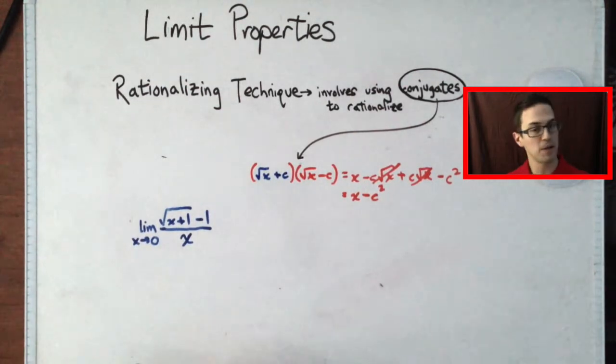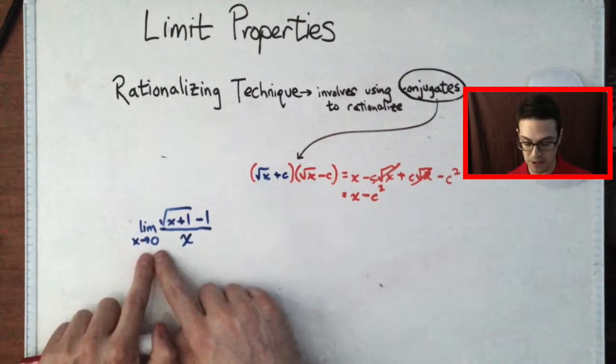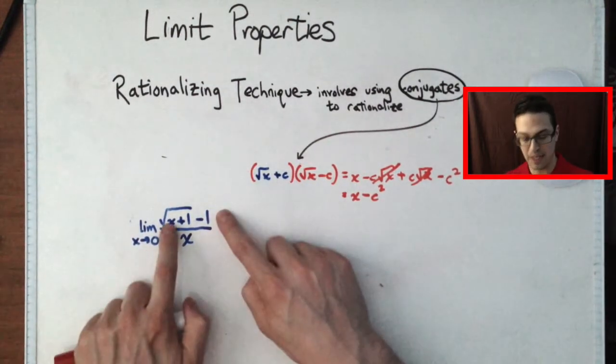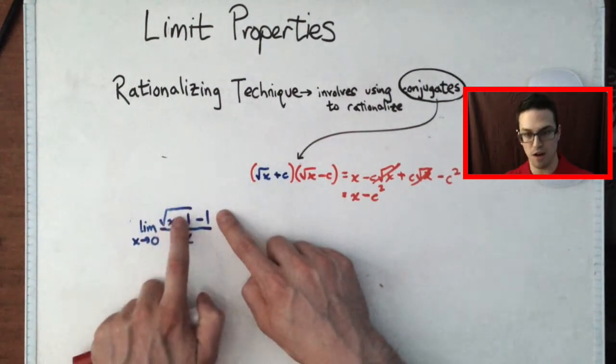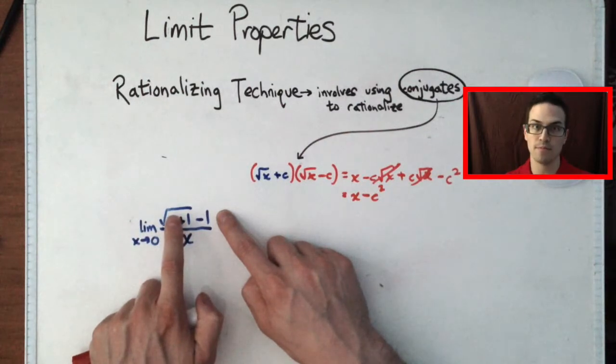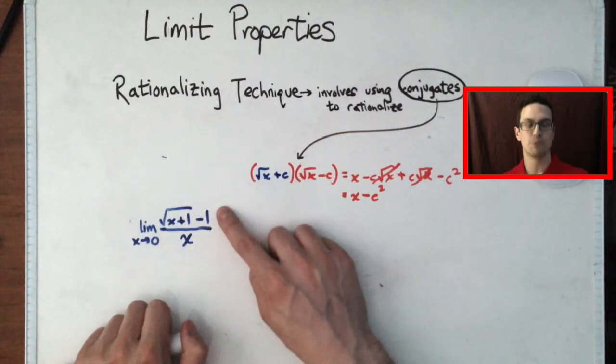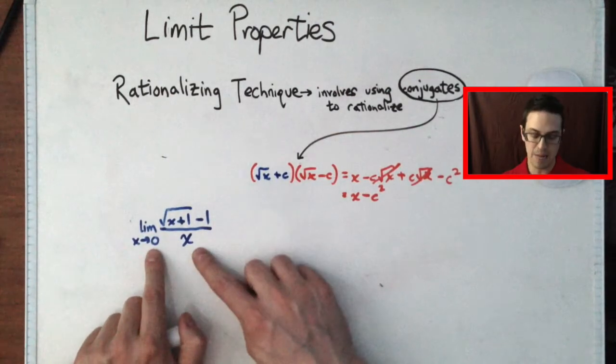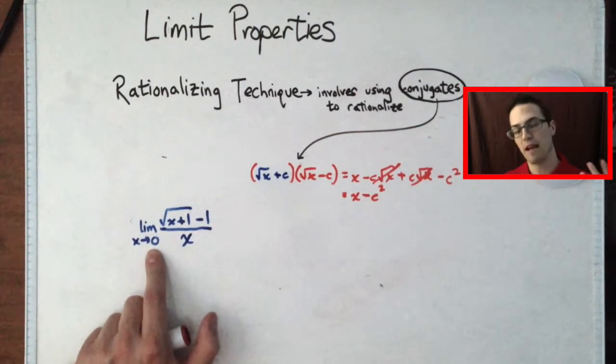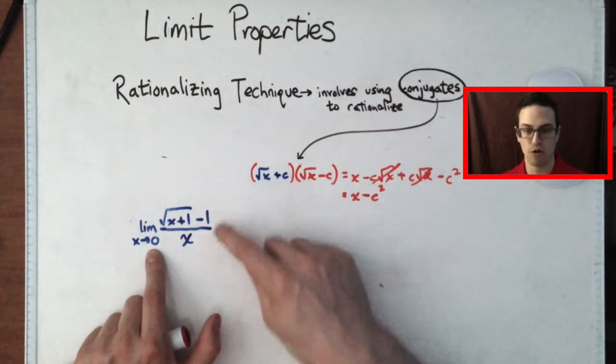First thing I'm going to try, because I'm always going to try this, is direct substitution. So I'm going to put the 0 into the numerator, and you'll end up getting 0 plus 1. The square root of 0 plus 1 is 1. The square root of 1 is 1. Minus 1 is 0. So we have 0 on the numerator. And then if I plug in 0 in the denominator, I also have 0. So we have that indeterminate form again. We have a 0 over 0.